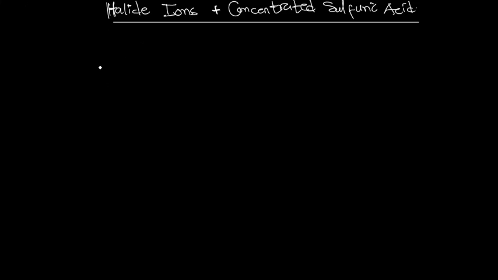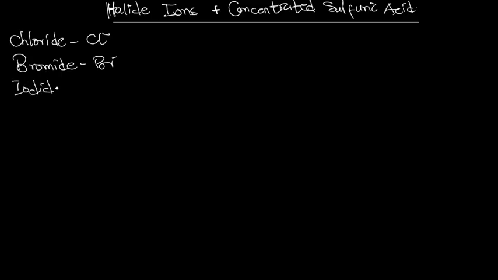In this video, we are going to talk about the reaction of halide ions with concentrated sulfuric acid. The halide ions we'll be looking at include chloride, Cl minus, bromide, Br minus, and iodide, I minus. These reactions will lead to the formation of hydrogen halide gas.